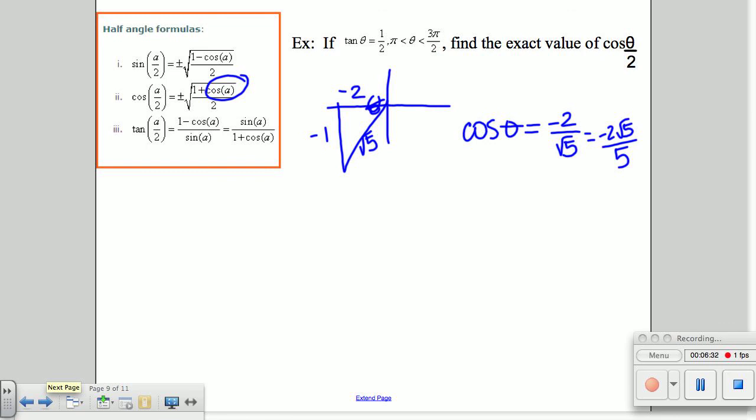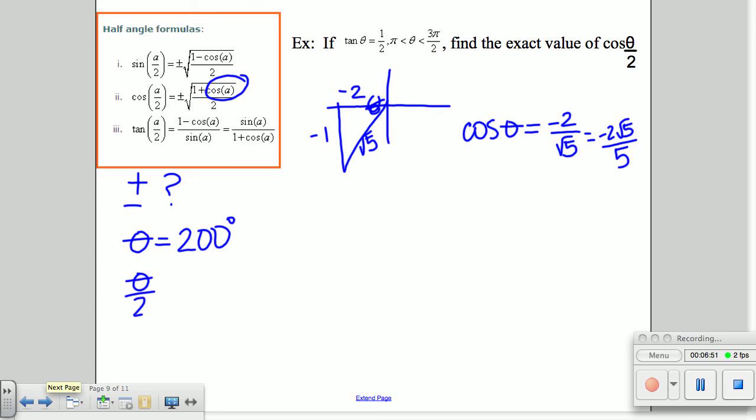And now we need to decide if we should use the positive or the negative version of this formula. Let's pick a theta in quadrant 3. Let's just pick any angle in quadrant 3 to use as an example. I'm going to pick 200. 200 degrees is in quadrant 3.